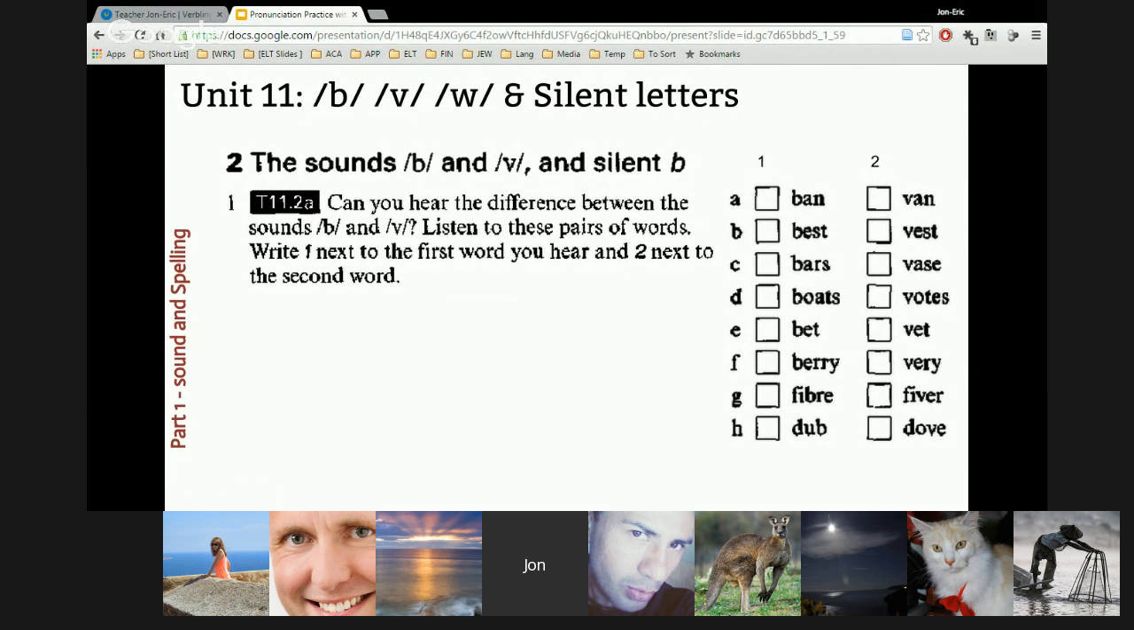Julieta. E21. Bat, vat. Okay, not bad at all. Let's go to Giancarlo. G12. Fiber, fiver. Good. That's an internal consonant, more difficult. Okay. How about Jose? B21. Vest, best. Very good. Sounds great.